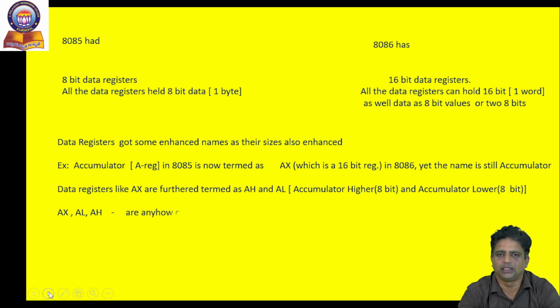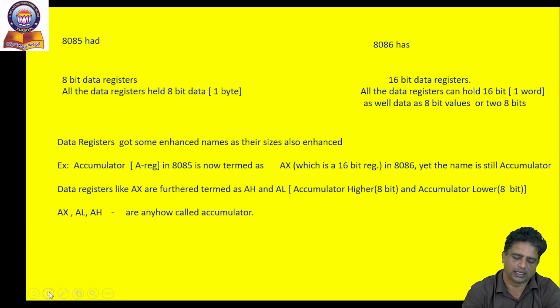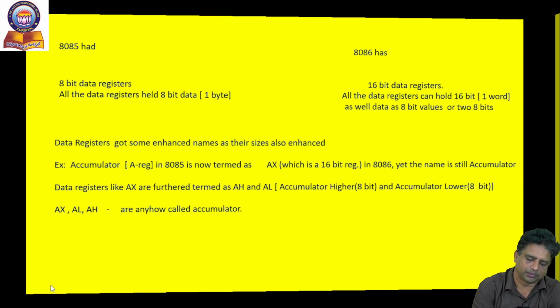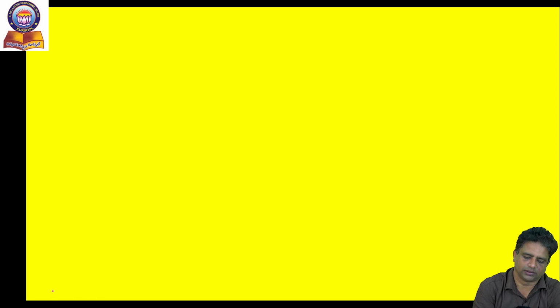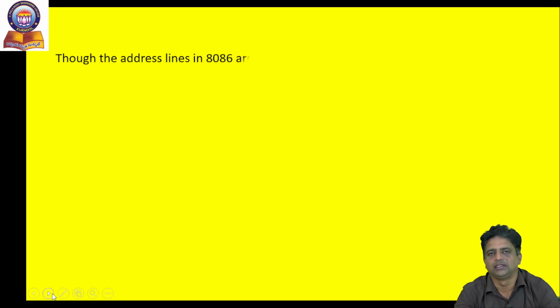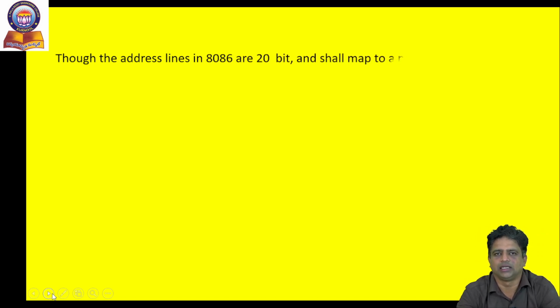All these three names, AL, AH, and AX, will be simply termed as accumulator. Such names might be seen repeatedly with respect to 8085. If I use the word flag register, we might see the same name again, but the sizes of the registers will vary with respect to 8085 and 8086. So now, going strictly with respect to 8086, we have other inner details.